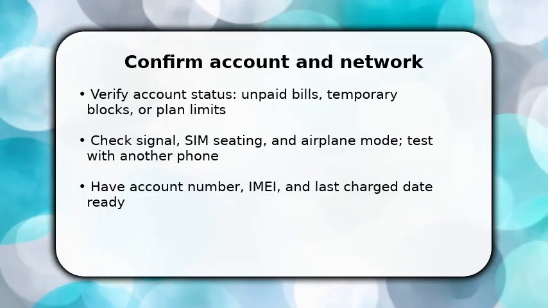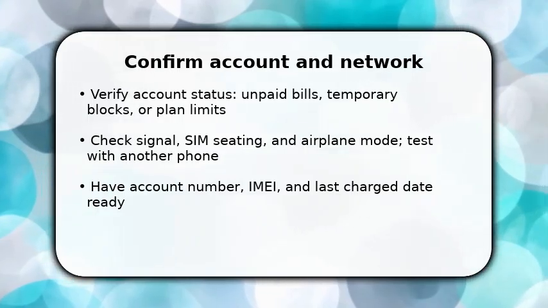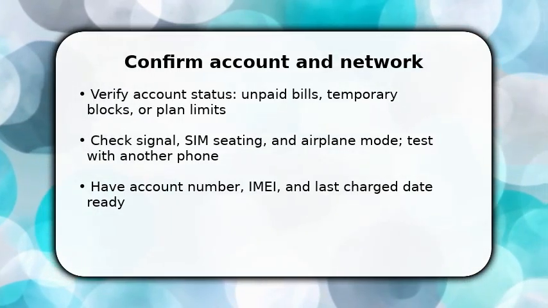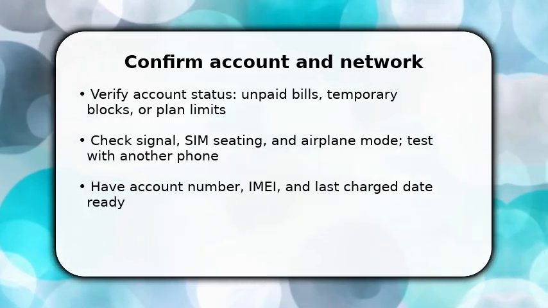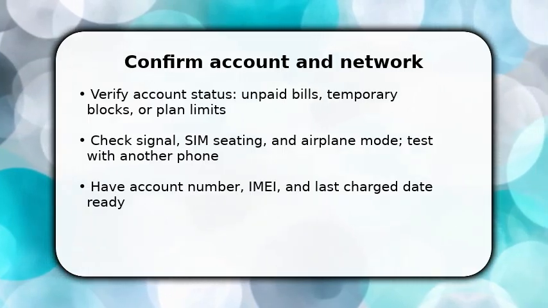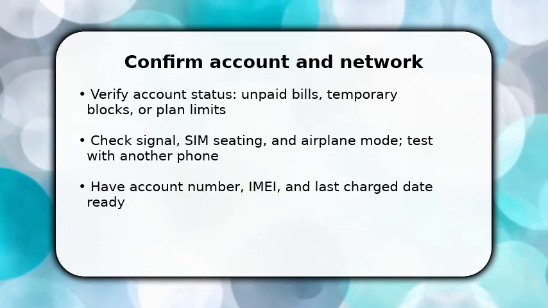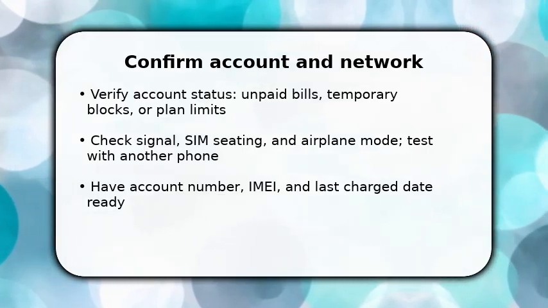You start by confirming your account and the network state. Call your carrier from another line or use the carrier's app to check for unpaid bills, service suspensions, or outgoing call blocks. Once done, inspect the phone, remove and reseat the SIM, toggle airplane mode, and test making a call on a second handset to isolate device versus account issues.